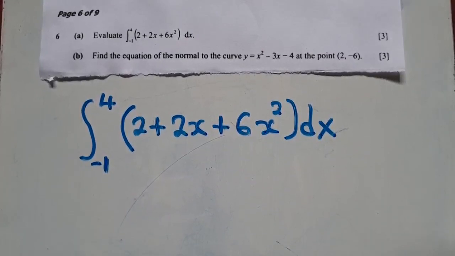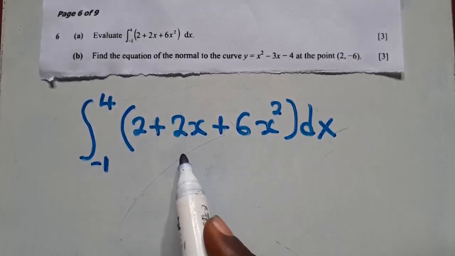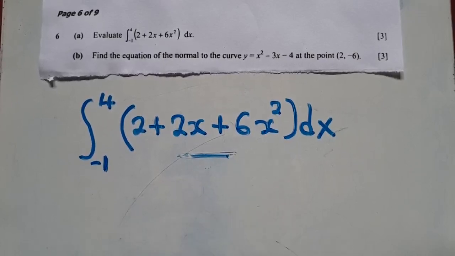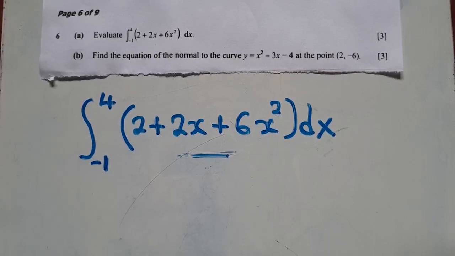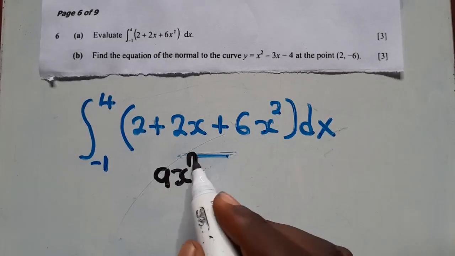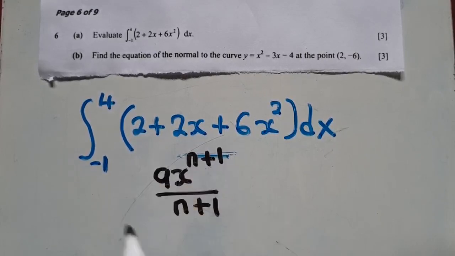So we are going to answer this question together and see how we can come up with the answer. The first thing you need to do is to integrate. How do you integrate? There is a formula that we use whenever we want to integrate. The formula is ax^n plus 1 over n plus 1. This is the formula which we'll be using to integrate such expressions.